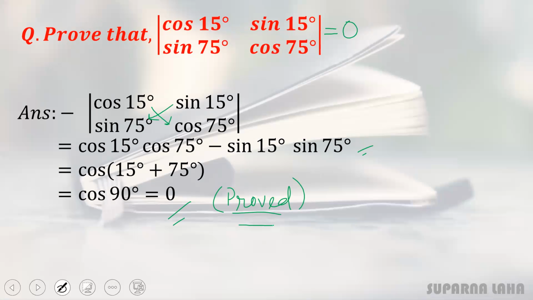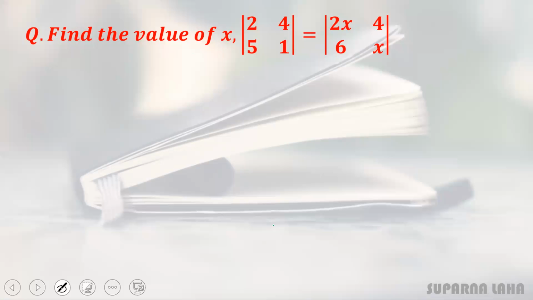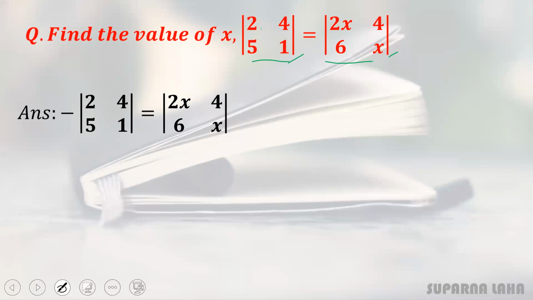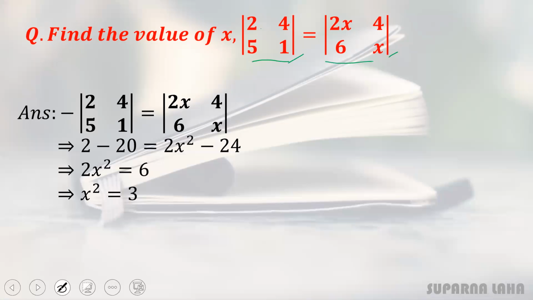So next, find the value of x. These two determinants are equal, then find the value of x. You can easily find the value of this determinant also, this determinant also. So find the value: 2, 4, 5, 1, and here on the right hand side it is 2x, 4, 6x. So 2 1s are 2, 4 5s are 20, is equal to 2x into x, 2x squared, minus 24, 6 4s are 24. Simplify it: 2x squared is equal to 6. Then x squared is 3. Then x is plus minus root 3. This is the value of x. This is your answer. Clear?